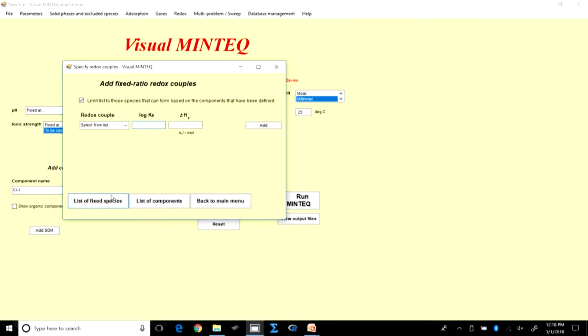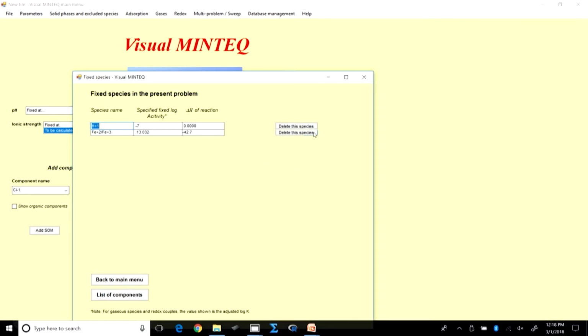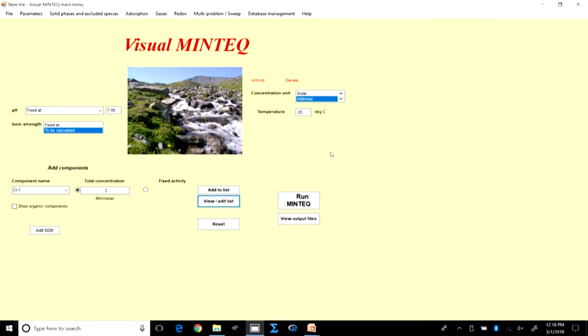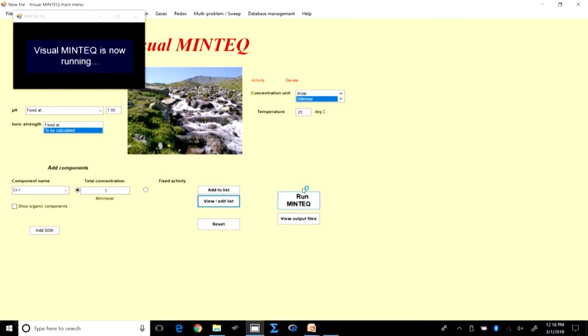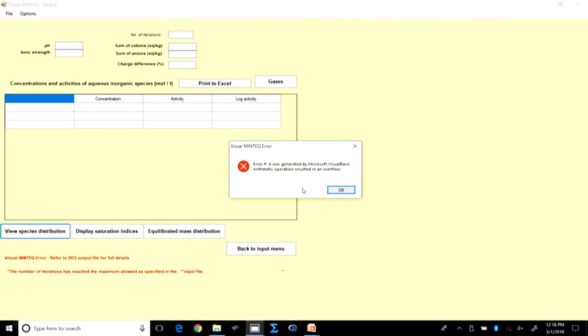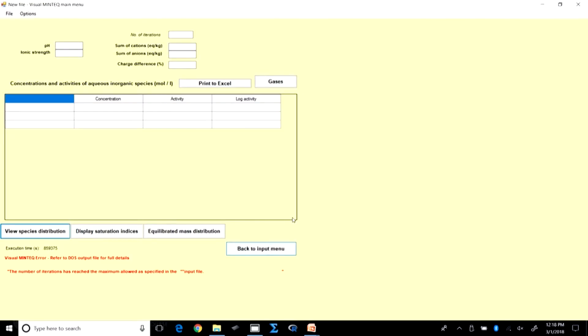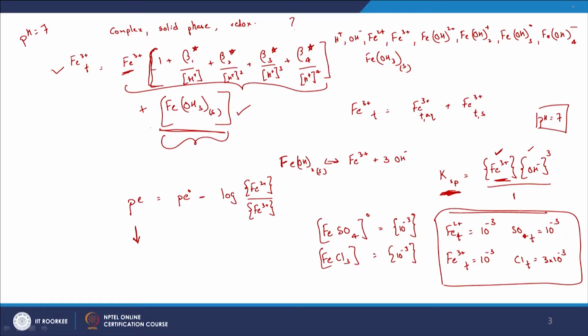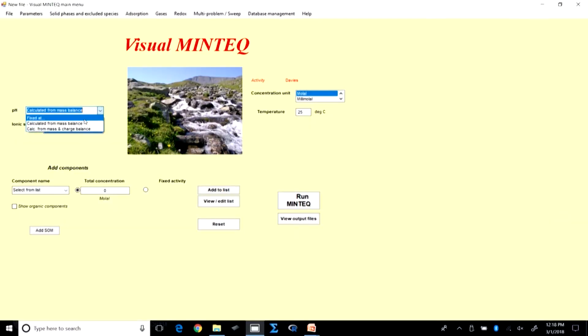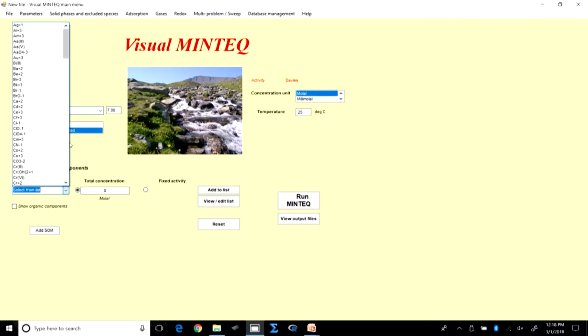Back to list of fixed species, let's say. So for now I'll delete the species, we are going to come back to that again, and without the redox couple, let's try to understand the system here. Okay, so let me restart that because I removed vMinTech or the relevant aspect there. There seems to have been a minor error. Let's redo that. So I'm going to fix the pH at 7.